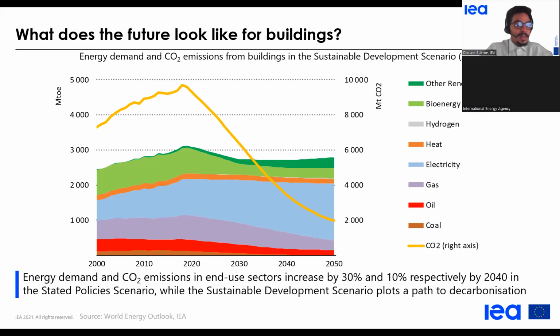If you remember the SDS, the sustainable development scenario is the second most important scenario modeled by the IEA. And it's a scenario in which universal access to electricity and to clean cooking, with climate-driven objectives aligned with the COP21 Paris Agreement, are met.